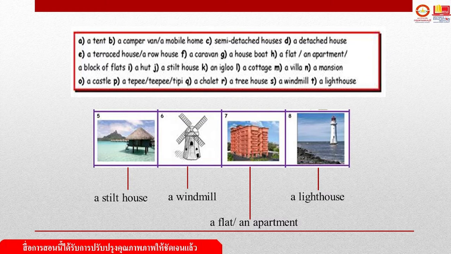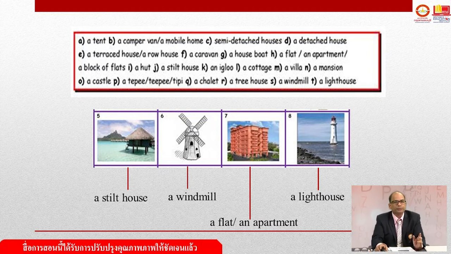Even if you go to Kanchanaburi, it's on there, you have the stilt house. There are houses, they are beautiful. It's right inside the sea, and there are stilts, and the house is on top of the stilts. So it's very beautiful. Those are called stilt houses, or houses on stilts.